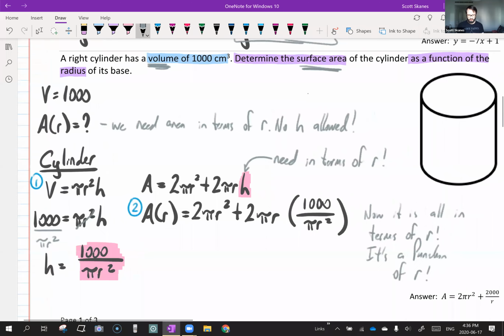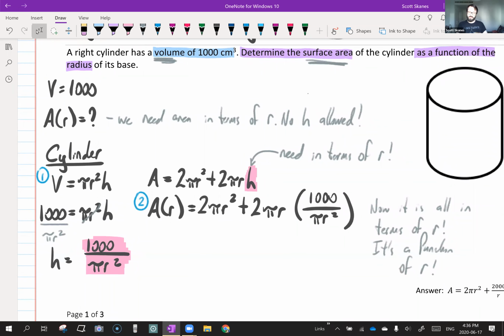It says we want the surface area of the cylinder as a function of the radius. We have the surface area as a function of only the radius. It is the only variable. There is no H. So that's what it's looking for. As long as you've only got the variable R, you're good.